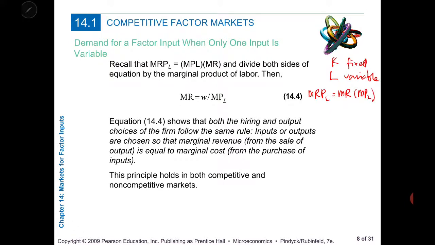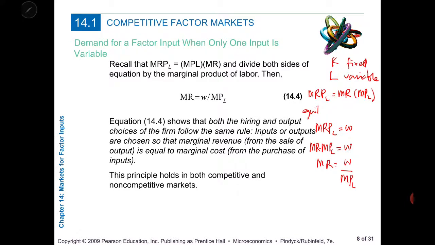That means how much output labor can bring times the revenue that output can bring. Okay, and the equilibrium condition is that MRP must equal the wage, which is the marginal cost of adding an additional labor. So you can equate MR times MPL equals W, so MR equals W over MPL.